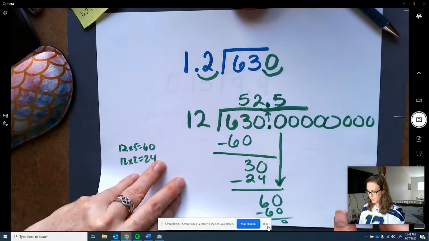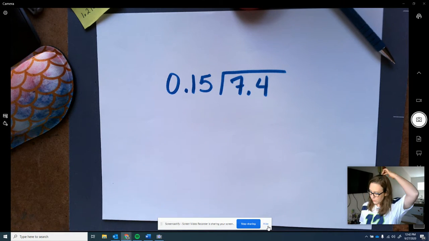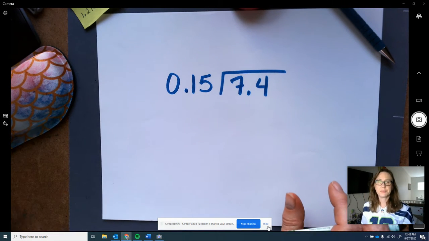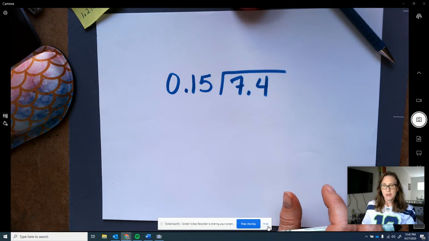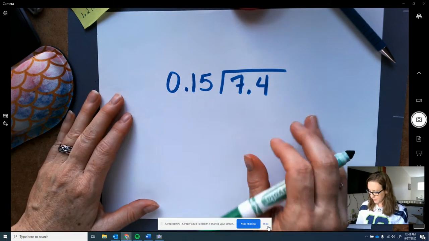All right, last one. See if you can solve this one. You've got a decimal in both places. Before you completely solve it, let's make sure that your decimal is in the right spot.